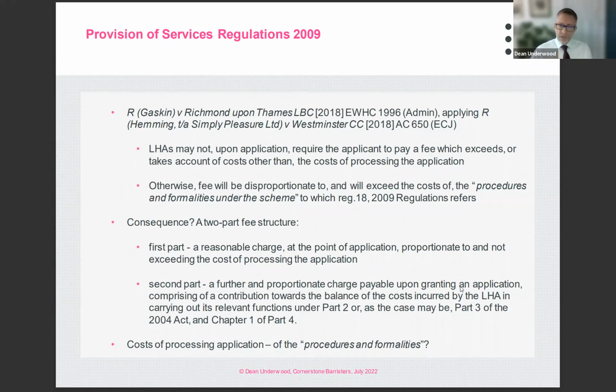Otherwise, the fee will be disproportionate to and will exceed the costs of the procedures and formalities under the authorization scheme to which Regulation 18 of the 2009 regulations refers. In short, therefore, the local housing authority cannot charge at the point of application, or cannot oblige applicants to pay at the point of application, the so-called Part B fee.